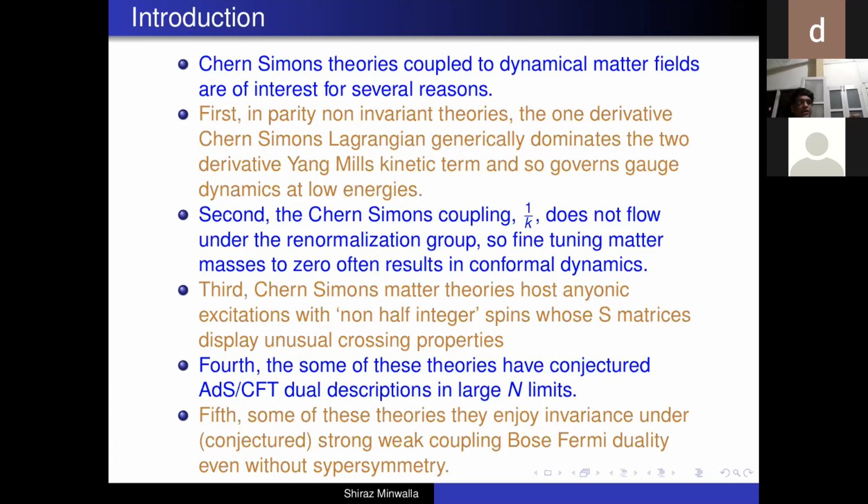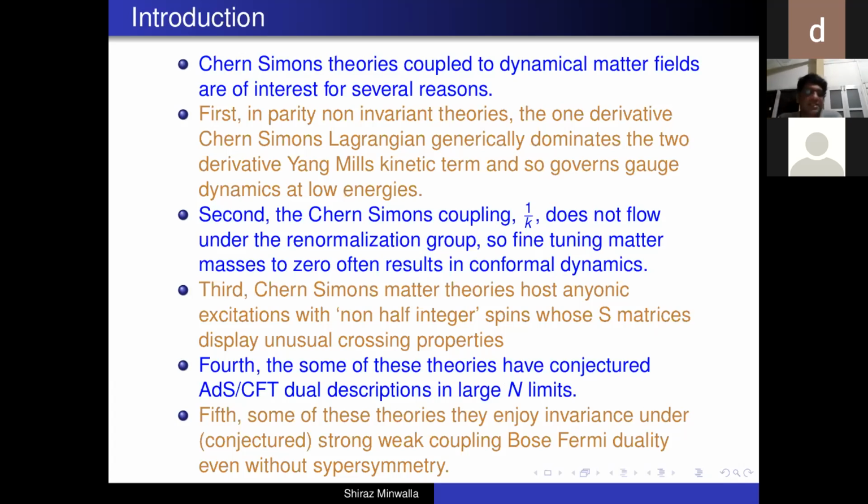But more generally, there's interesting dynamics associated with this difference. One interesting bit of dynamics that's only been partially understood so far is that the S matrices of these anionic excitations do not obey the usual rules of crossing symmetry, at least naively. So these theories have novel, interesting new dynamics associated with the fact that the particles they describe are anions.